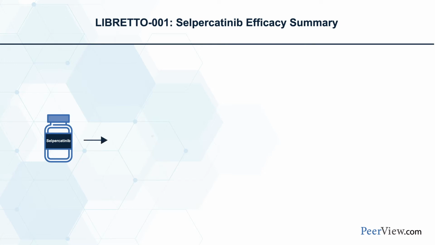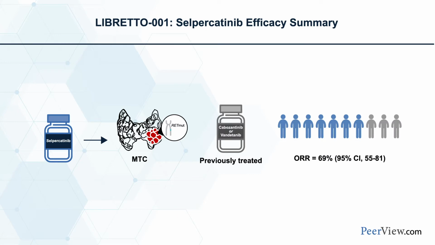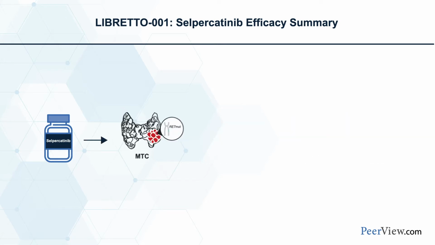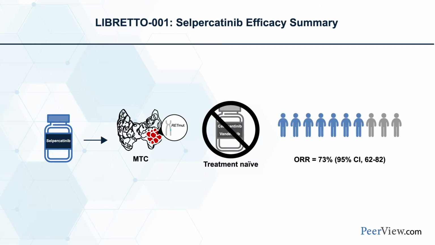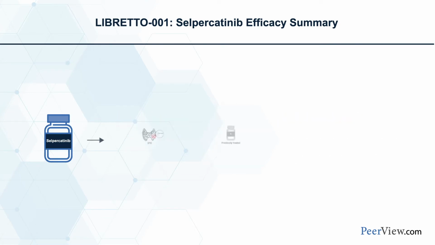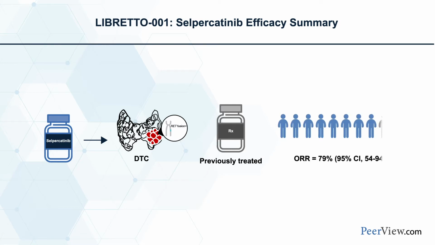If we look at RET-mutant medullary thyroid cancer that was previously treated, we can see that 69% of the patients had an objective response. And this is very close to the investigator assessment, which was 62%. If we look at RET-mutant medullary thyroid cancer that was not previously treated, we see that the overall response rate goes up to 73%. And finally, when we look at previously treated RET fusion-positive thyroid cancer, this would be the differentiated thyroid cancer cohort, the overall response rate was 79%. This is really quite remarkable and is in the same league as the phase 3 results of some of the other VEGF receptor inhibitors that were active also, if not exceeding them.